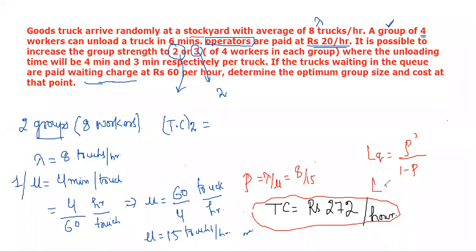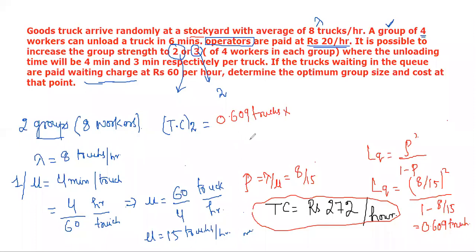So please tell me what is the value of LQ when we substitute it here. What is the value of LQ? Length of the queue, 0.609. Okay, 0.609 trucks. Length of the queue doesn't mean meters, it is the number of people or trucks or machinery in the system. Therefore LQ is equal to 0.609 trucks.